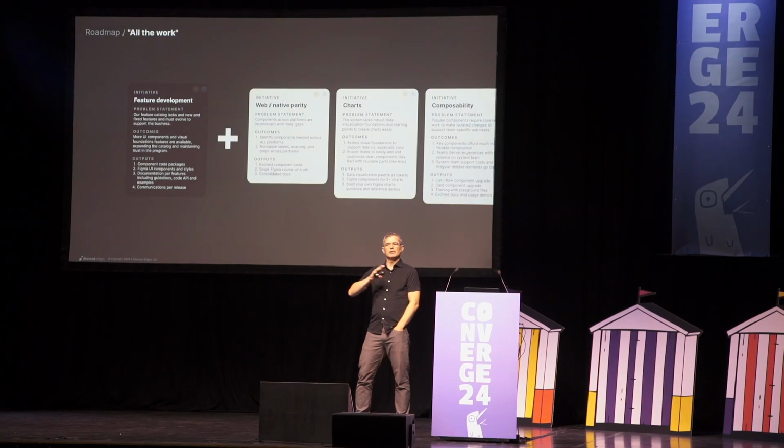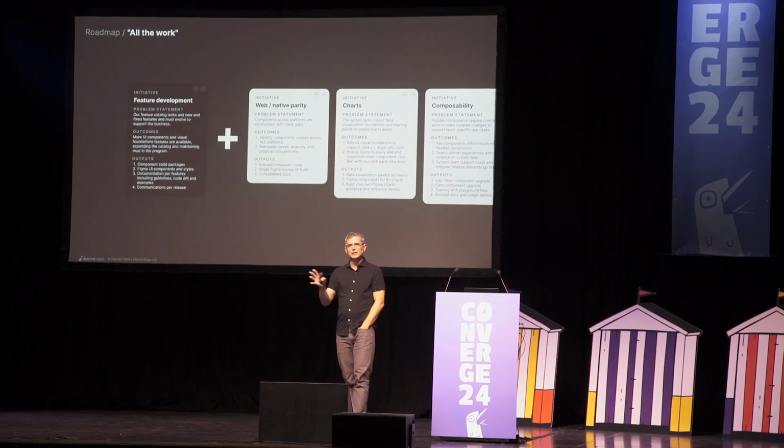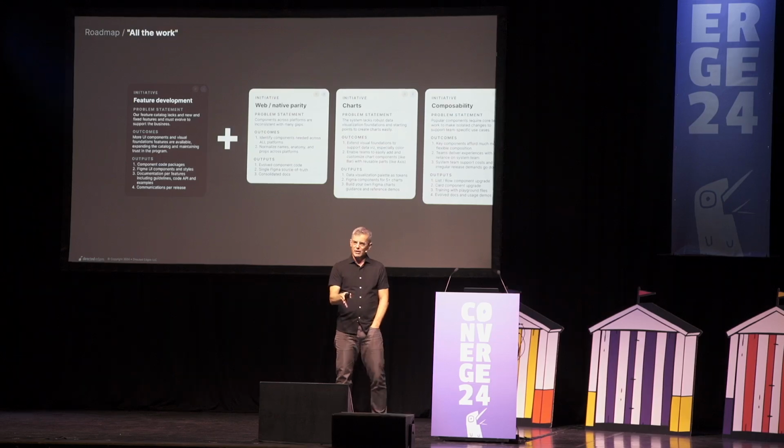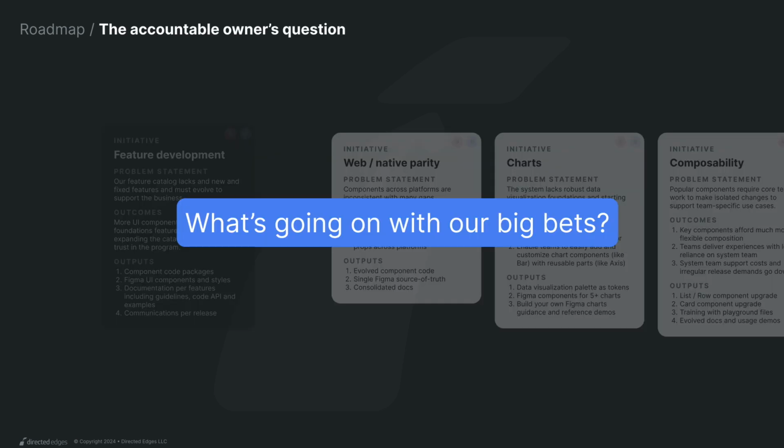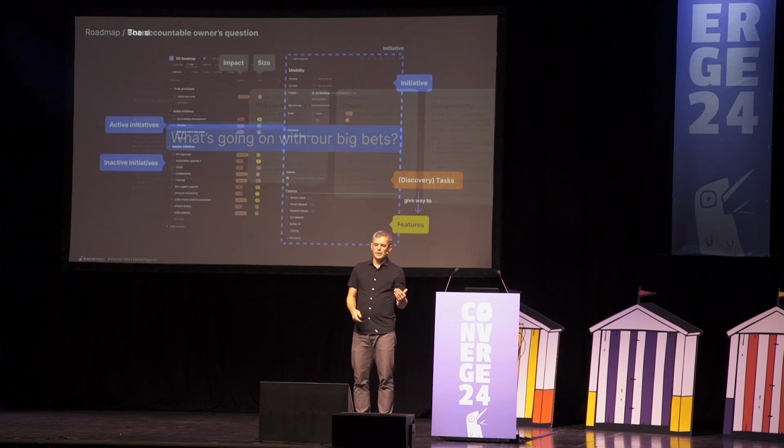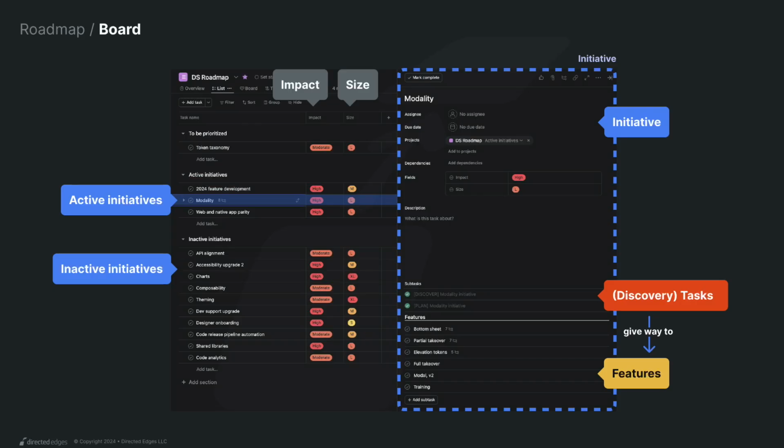But all this stuff goes into a roadmap. We have, let's say for a particular period of time, we're pursuing feature development, web and native parity in our props and architecture, charts, and composability. Maybe those are our active work. And so somebody that I'm reporting to is typically asking, well, what's going on with all of our big bets? They ask that, let's say, less routinely, maybe every 2 weeks or every 6 weeks or what have you. But there is a place within Asana for me to make sure in the architecture of all my data, I've got my active initiatives, I've got my inactive initiatives.